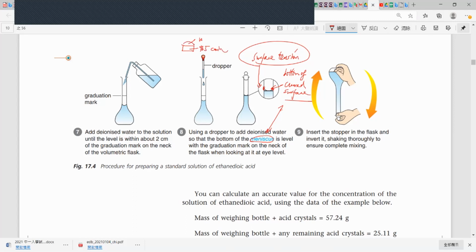Okay, you try to put a drop of water, drop by drop, and it will give you a curved surface instead. Now it is also a phenomenon of surface tension.